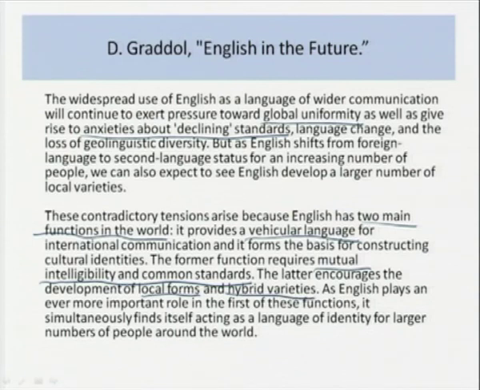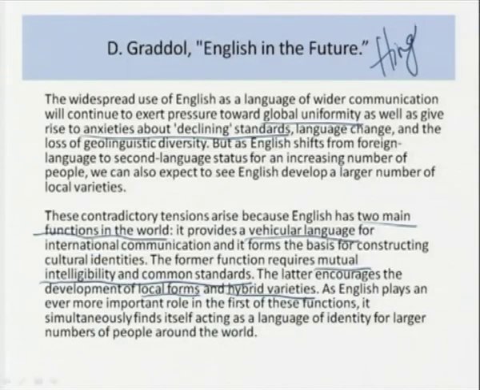Now, this is bound to happen, very strongly in countries with a long colonial history of British domination. But also, as I said, even in the expanding circles, it is not only in the outer circle mentioned by Braj Kachru that this is going to happen, but also in expanding circles, in countries that were not necessarily dominated at some point in historical time by a colonial past involving the British. So the latter, that is cultural identity, encourages the development of local forms and varieties of English and hybrid varieties of English.